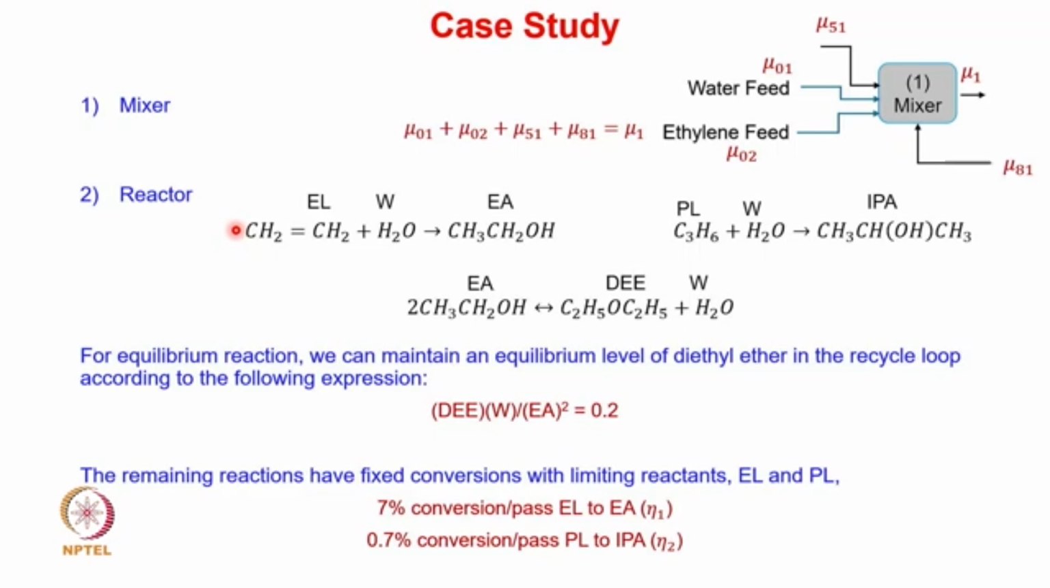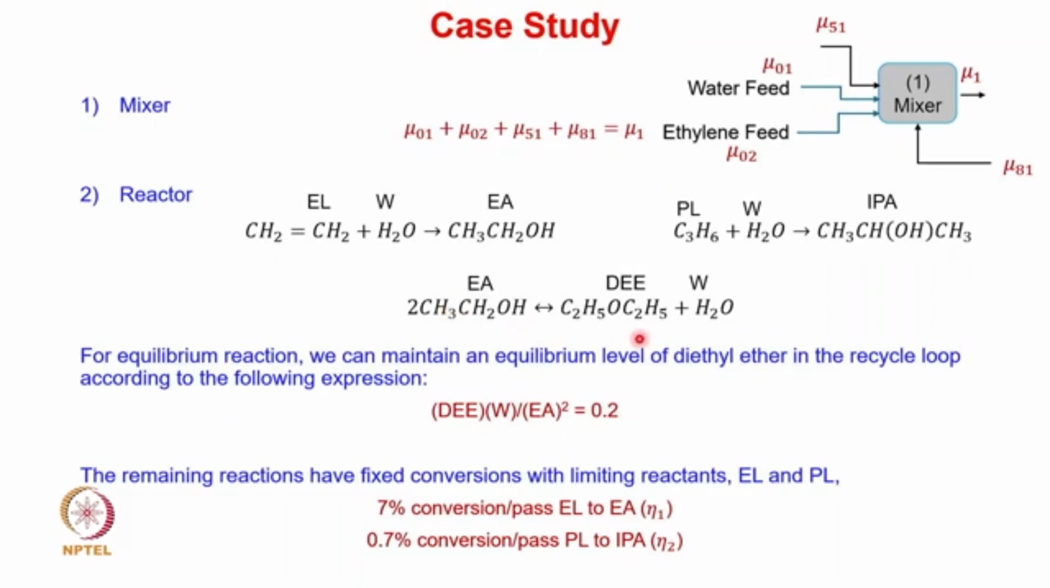As I said earlier, in the reactor conversion is important, and there are three reactions occurring in the reactor. The first reaction is ethylene reacting with water producing ethanol. The second reaction is propylene reacting with water to produce propanol, isopropyl alcohol. And the third, side reaction is ethylene reacting with itself to produce diethyl ether and water as a product.